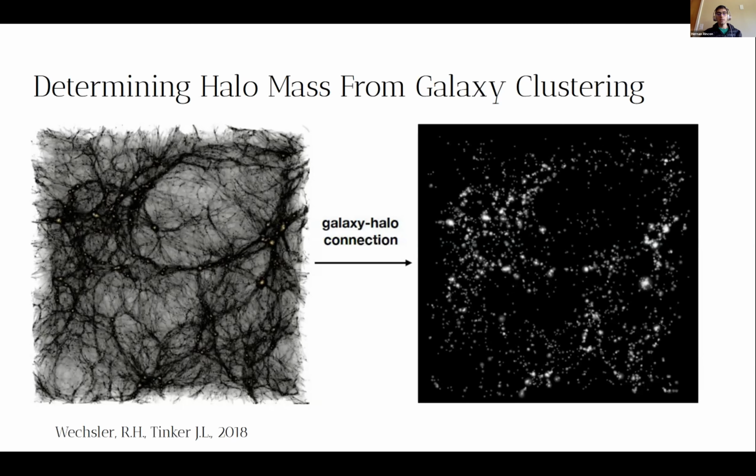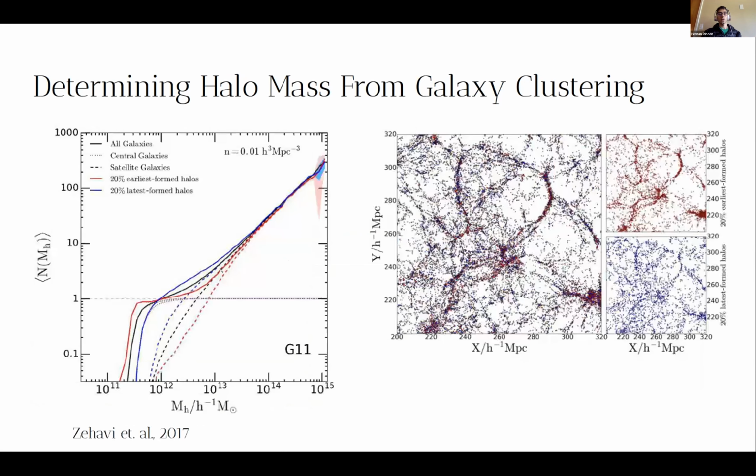And I would overlay this on the dark matter distribution. It's specifically of interest to have a relation for the halo mass of dark matter as a function of galaxy clustering statistics, so as a function of how many galaxies are inside of a dark matter halo. Such a relation, when plotted, is called a halo occupation distribution, or a halo occupation function.